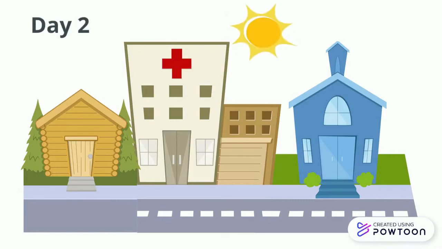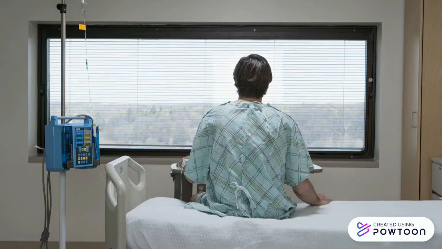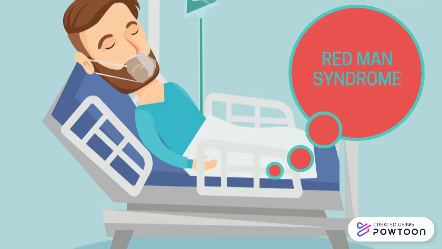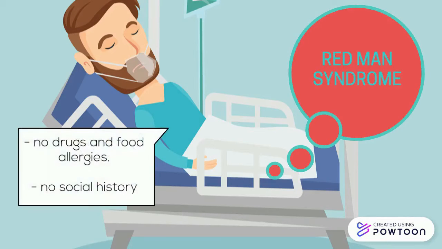Now, let's take a look on patient's condition on day 2. Same as previous, we will further explain the progress on our patient's condition according to SOAP format. Firstly, for the subjective part, all the information remains the same, except for patient's chief complaint, history of presenting illness, and diagnosis. This is because after 2 days of intravenous vancomycin treatment, the patient was observed to experience fever and develop redness around the areas of his chest and neck. He was diagnosed with red man syndrome.